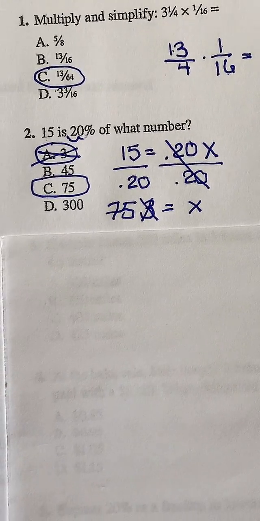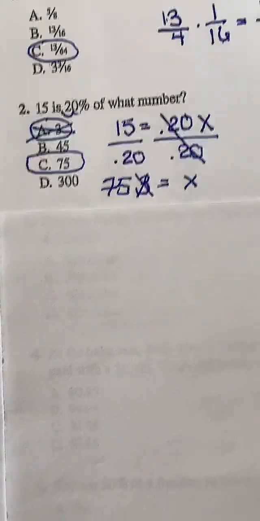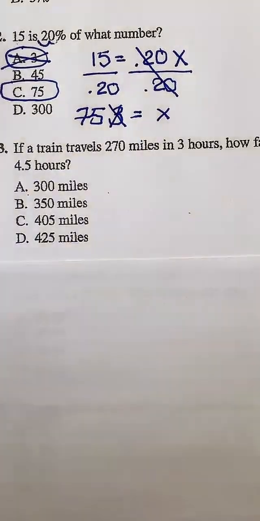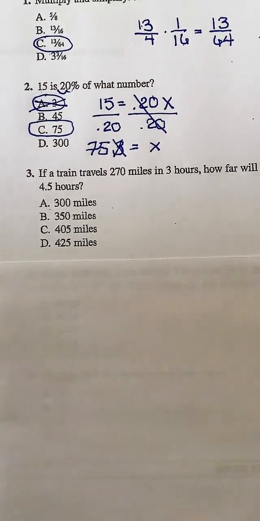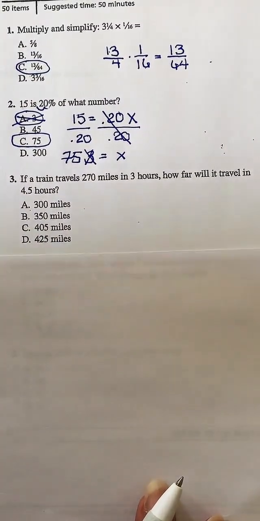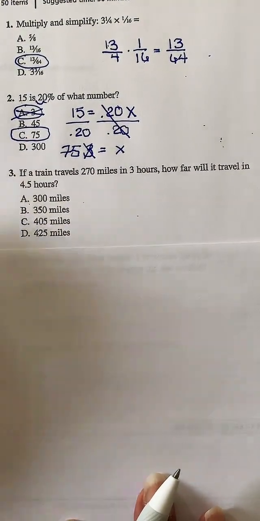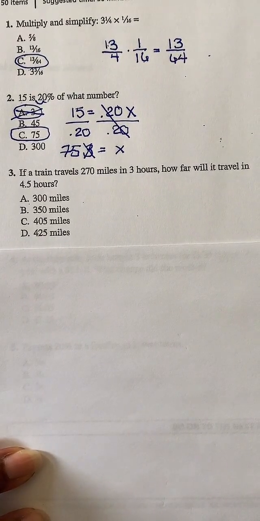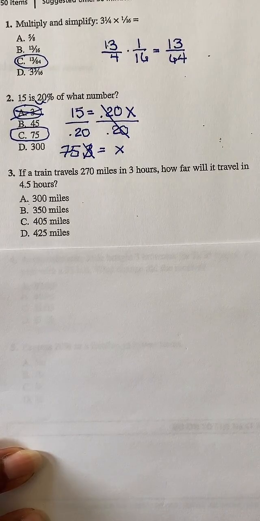All right. Here we go. Yep, it's all over that percentage. There we go. So now, number 3. Let me unshrink a little bit. Oh, a lot, because you can't see that last part. So here is the famous ones. Okay, if a train travels 270 miles in 3 hours, how far would it travel in 4.5 hours? Is it A, 300 miles, B, 350 miles, C, 405 miles, or D, 425 miles?